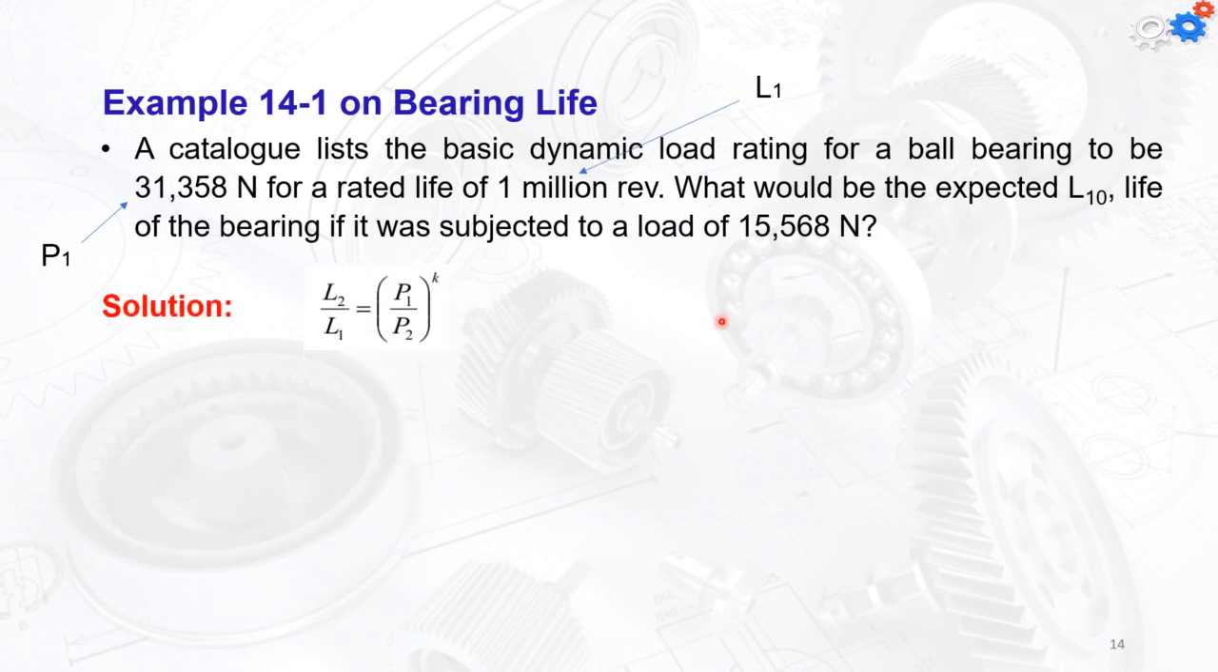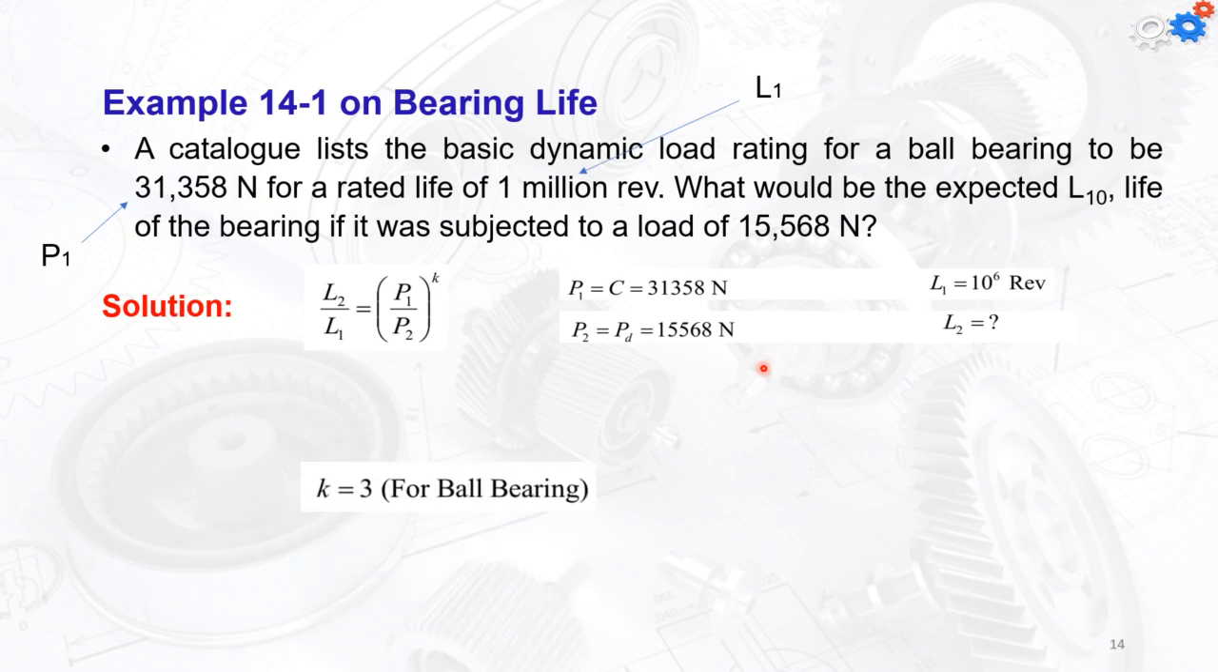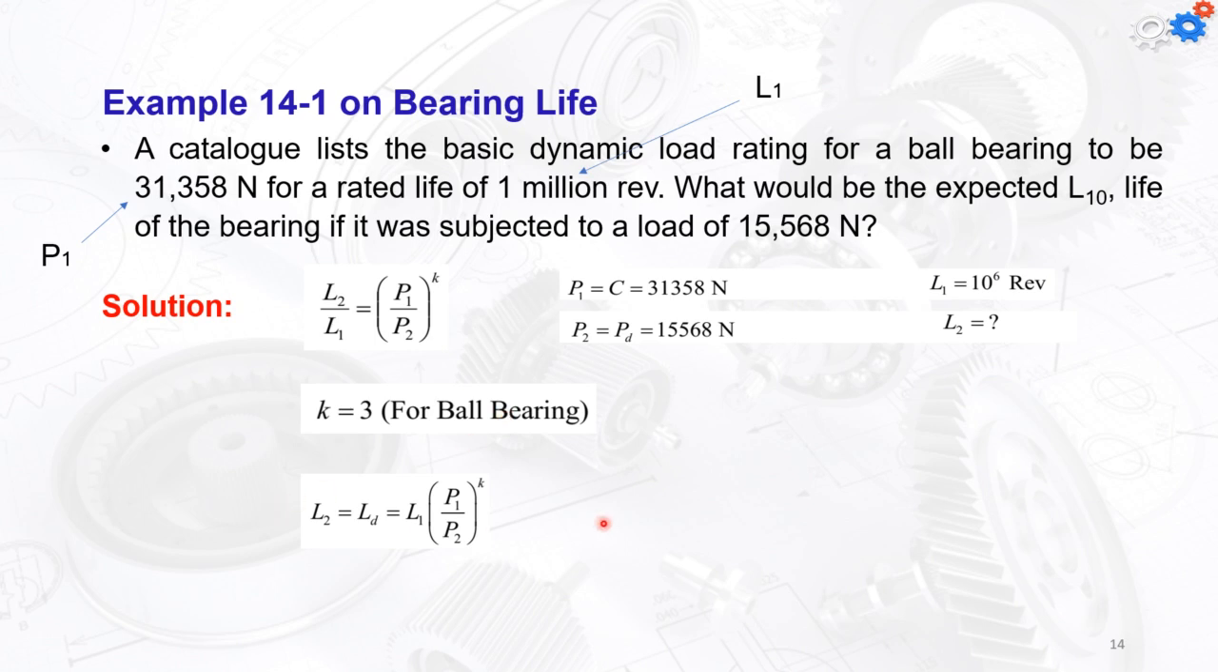So I can apply the equation directly. Now we know the value for the L1, for the P1 and the P2, and the K value for ball bearing is 3. So I can simply apply the equation directly, and I will come to the point that the life 2 is going to be equal to 31,358 divided by 15,568 up to power 3 multiplied by 1 million, and that is going to give me 8.17 million revolutions.